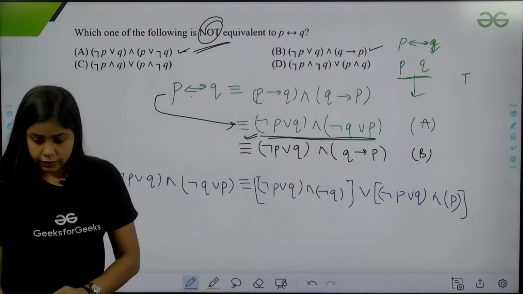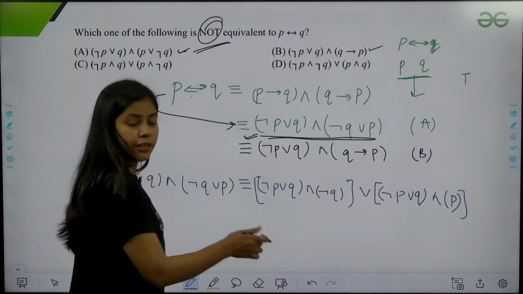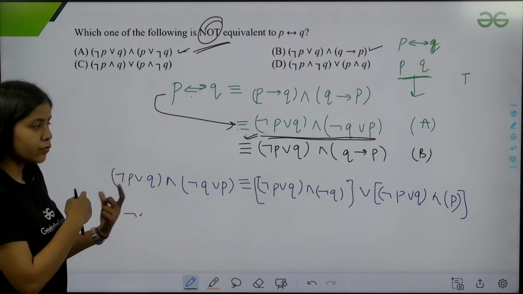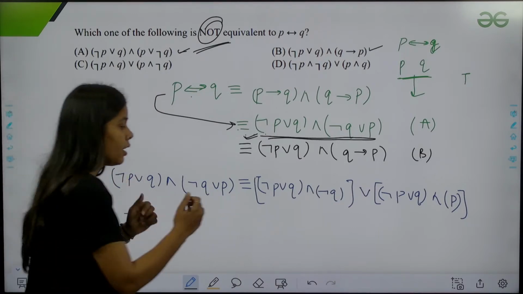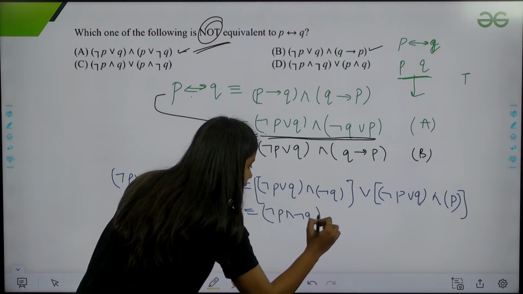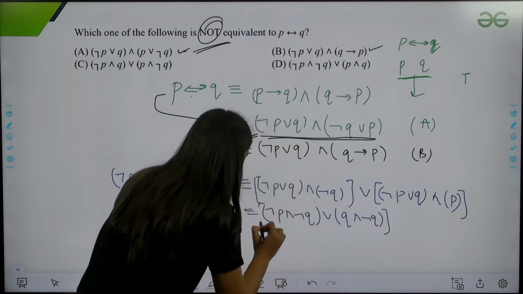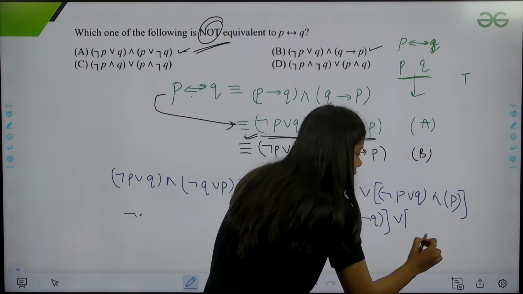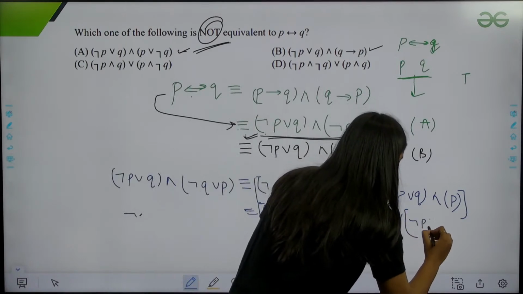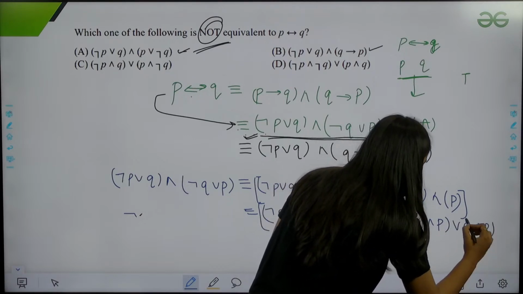Now let's break it down further. Again, I can use the distributive law from the right hand side. In this I have used it from the left hand side, now I have to use it from the right hand side. So let's do that. What would I get? Negation P and negation Q, and then we have the OR sign, Q and negation Q, right? This is my capital bracket. Or now again I can break this from the right, distributive law. So let's do that again. Negation P and P, or Q and P, right?